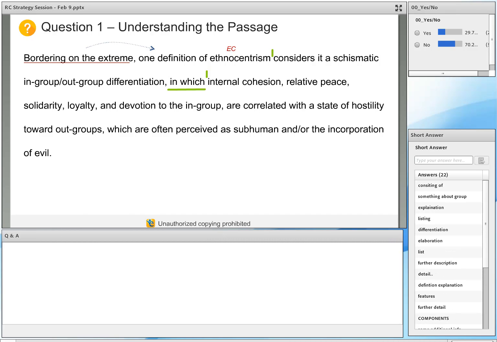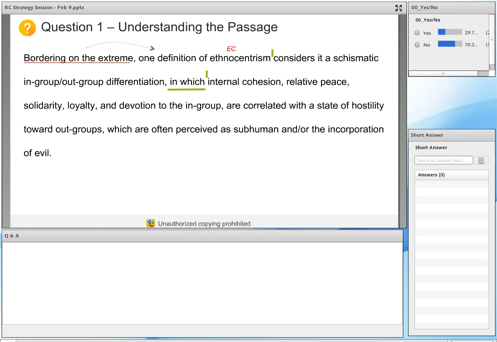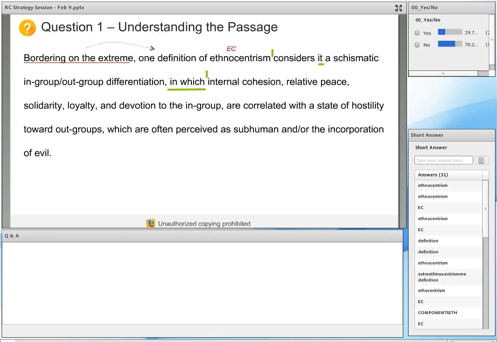Considers it. Now what does it refer to? It doesn't refer to differentiation, it refers to ethnocentrism. Absolutely right. So one definition, an exaggerated definition of ethnocentrism, considers ethnocentrism a schismatic in-group out-group differentiation. So when I read this in-group out-group differentiation, I can simply simplify this as, okay, differences between people inside and outside the group. Okay.